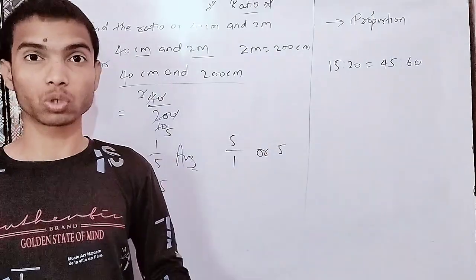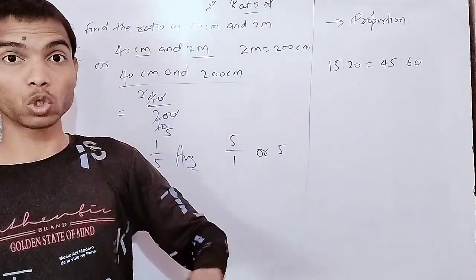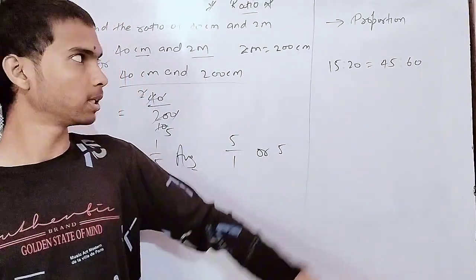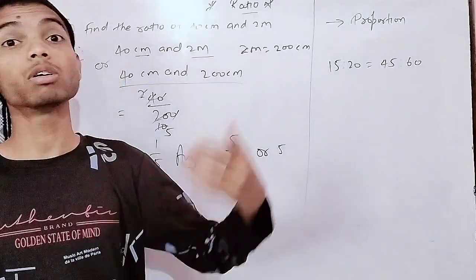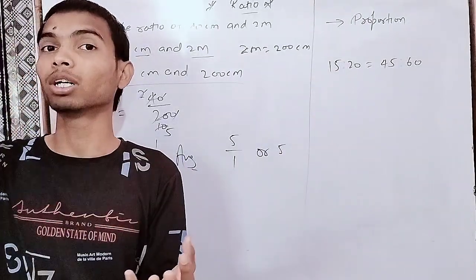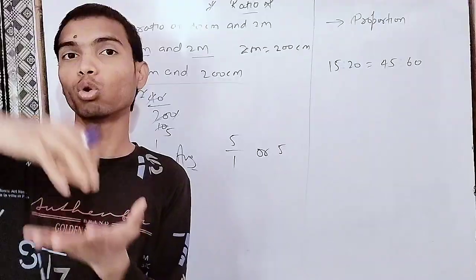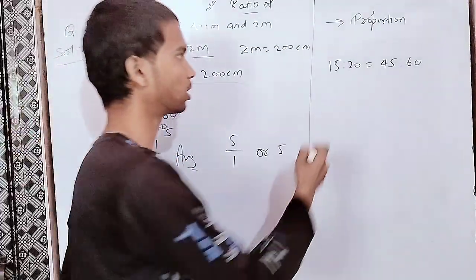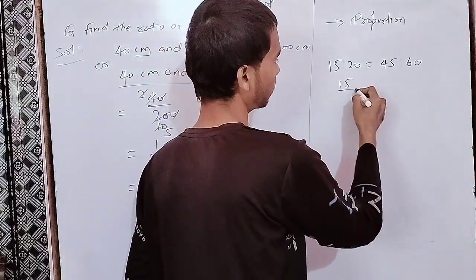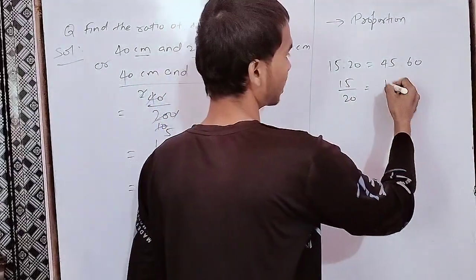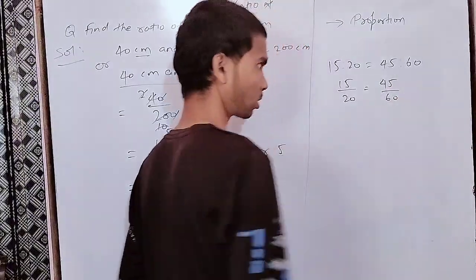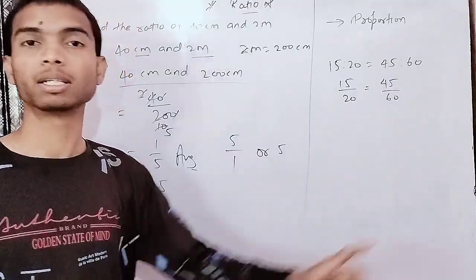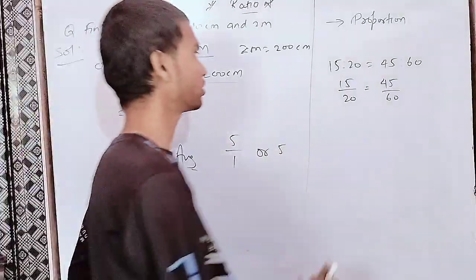As I told you, if after simplifying, this one ratio is, let's say, 2 by 3, then this would also be 2 by 3. This is the meaning of a proportion. Proportion means there are two or more ratios which are equal to each other. Now let's simplify it. This can be written as 15 upon 20, as well as 45 upon 60. If two ratios or three ratios are not equal to each other, it is not a proportion. Clear? It's not a proportion.